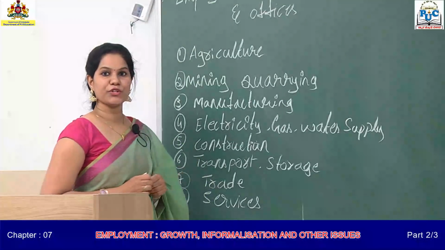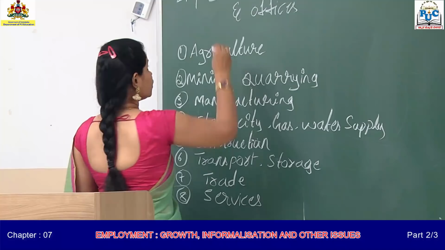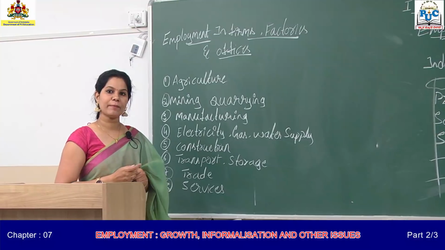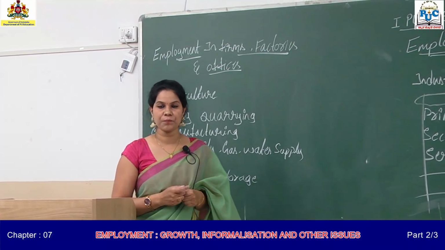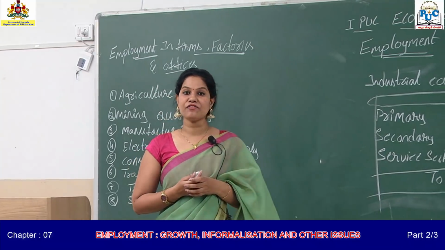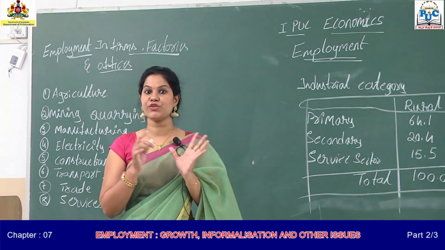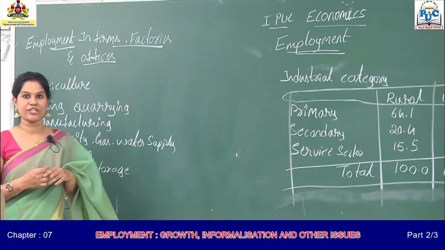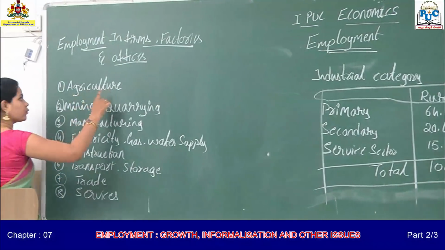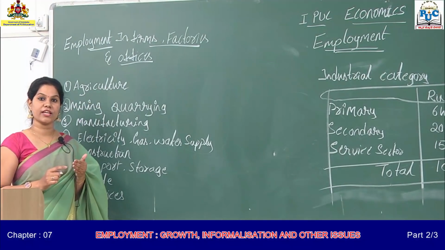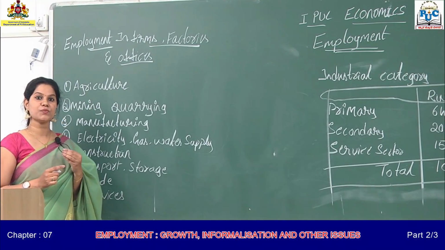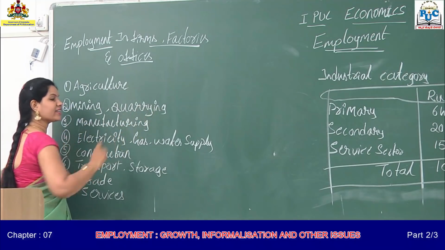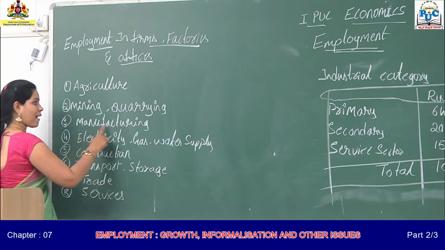The next topic we're going to talk about is employment in firms, factories, and offices. How many people are employed in different sectors? On the basis of the economy, at the beginning we classified occupations into 8 different types. Let's go with the first one, the agriculture sector, the people who are working in the farms, cultivating. The second one is mining and quarrying, and the third one, manufacturing.